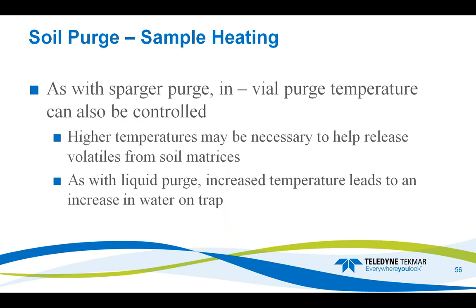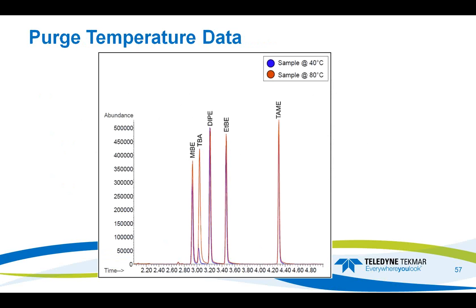Sample heating, though, can also help move those volatiles from the soils to the water phase. And so just as with our sparger purge, we can also heat our vials for in-vial purge. We can set that temperature. We can control what that temperature is. So like I mentioned, higher temperatures can help release compounds, but just like with our purge in the sparger, if we heat our temperature too high, we cause more water moisture that then goes onto our trap and can cause issues. And so here's some purge temperature data.